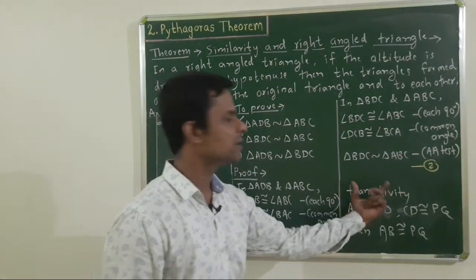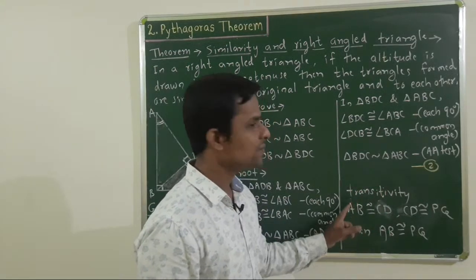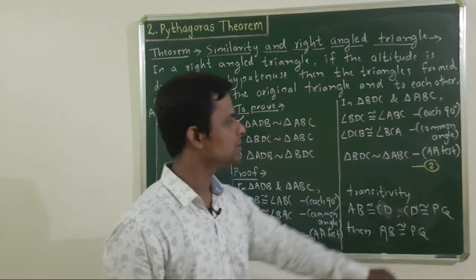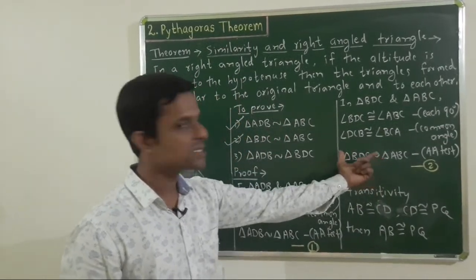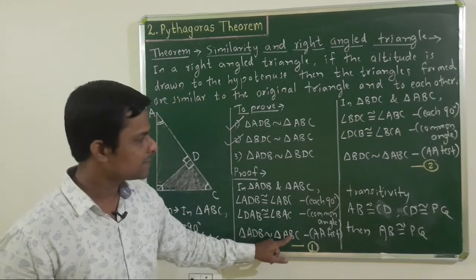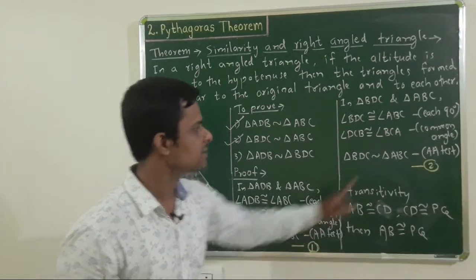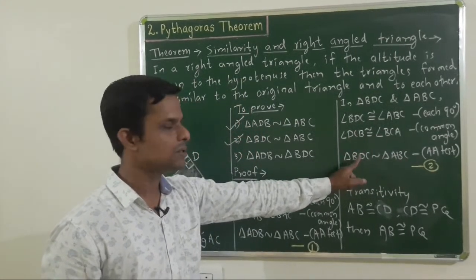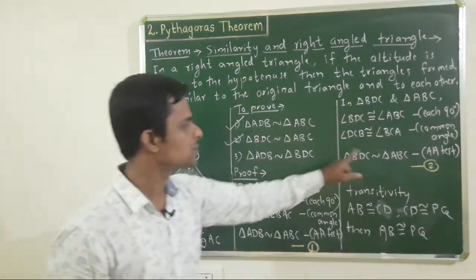This property we have also learned during the previous year. That is, the first is congruent to the second, the second is congruent to the third, then the first is congruent to the third. Now we will use this property for similarity. The first triangle is similar to the second, the second triangle is similar to the third, then the first is similar to the third.